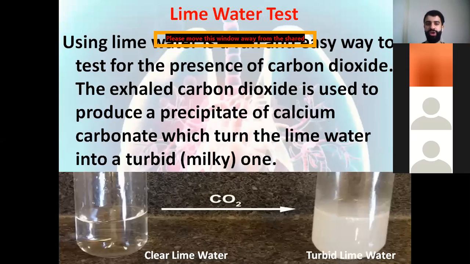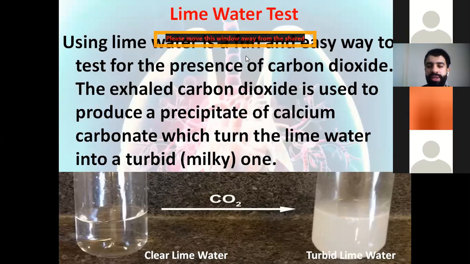That's why it decreases. Now we're going to move to the test that is used to identify the presence of carbon dioxide. Yes, Hassan, do you have a question before we continue?